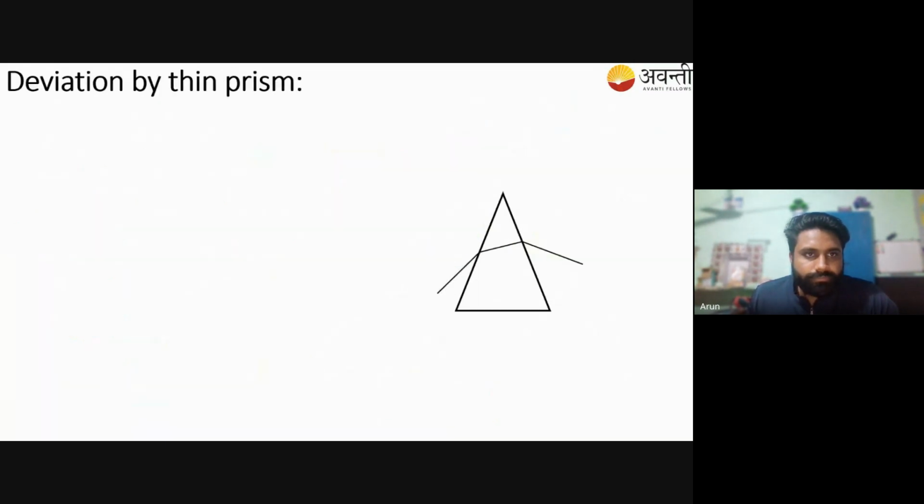So, deviation by thin prism. In the earlier lecture, the deviation that we have seen is from the general prism. Here, the prism is thin, a small one. So what is the condition for that? It means I, E, R1, R2 and A are very, very small. So this is the deviation by thin prism.